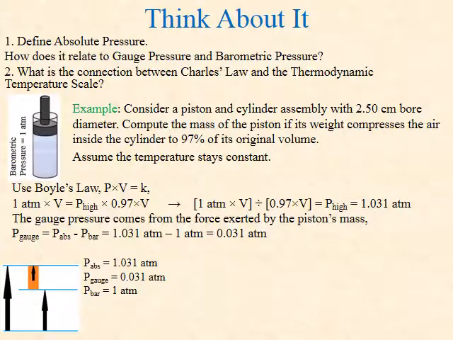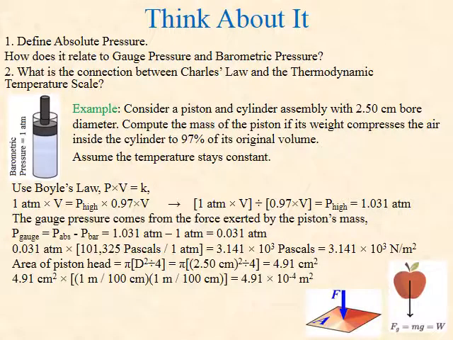atmospheres of gauge pressure. Because our objective is obtaining the mass of the piston, we must first compute the force exerted by the piston. For this, we need to convert the pressure into standard SI units. We use the conversion factor. 1 atmosphere is equal to 101,325 pascals.